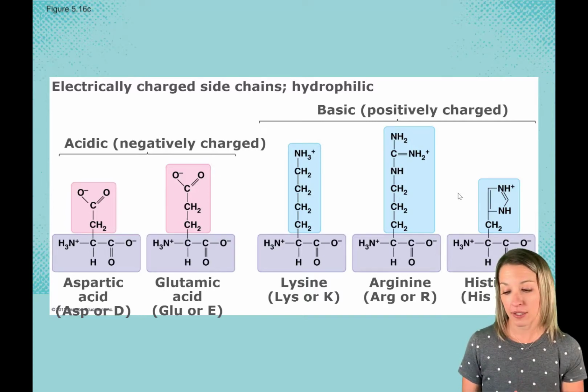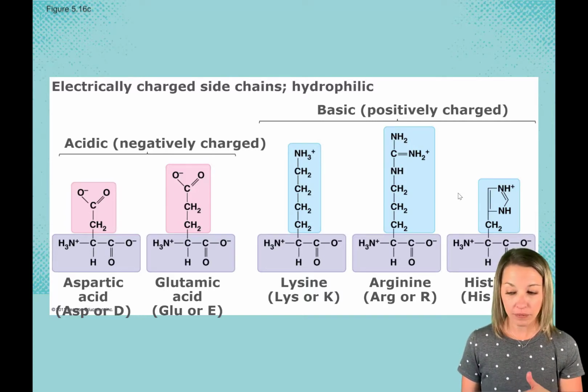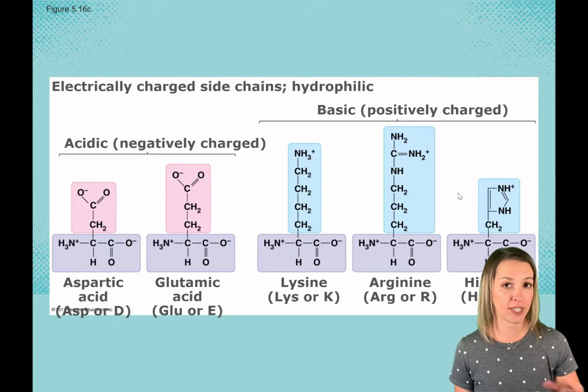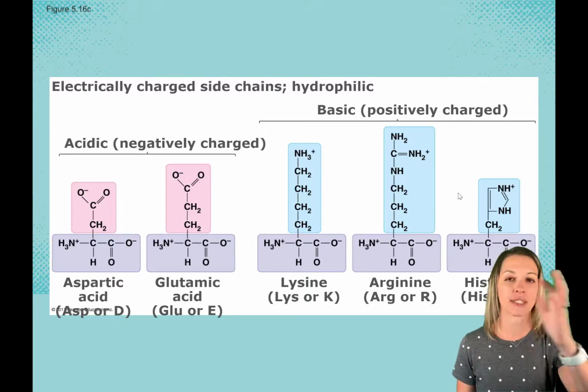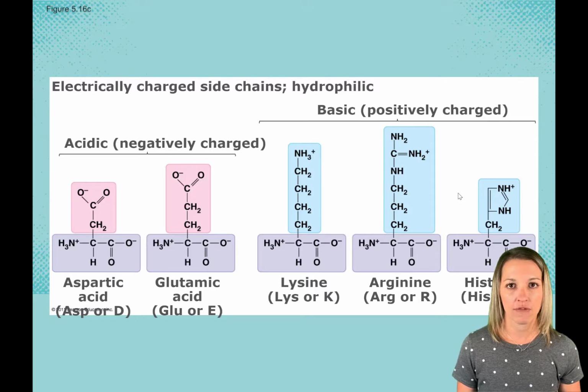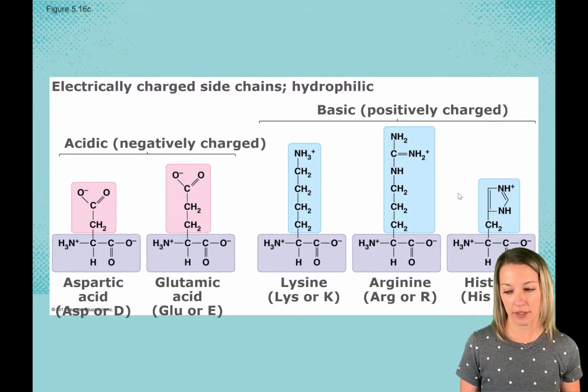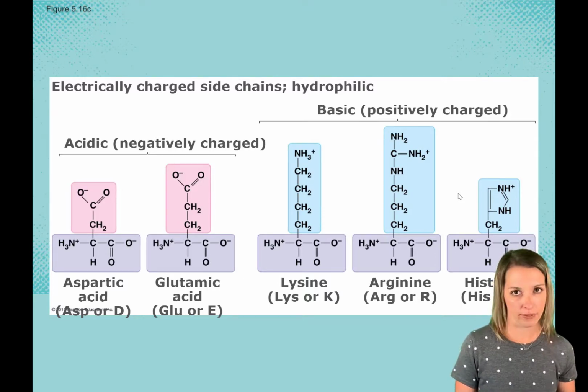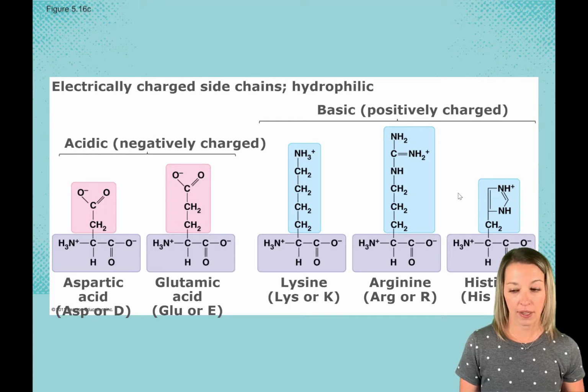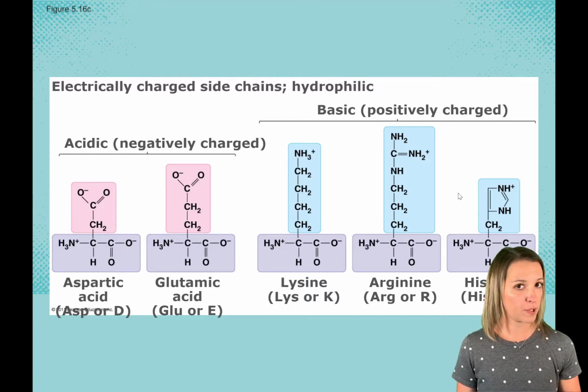Your bases, lysine, arginine, and histidine, have a positive charge because their amino group that's on there has accepted that hydrogen from the acidic amino acids. So these are going to be your positively charged amino acids. And you'll notice one's negative, one's positive. Maybe there's going to be some attraction between the two at some point.